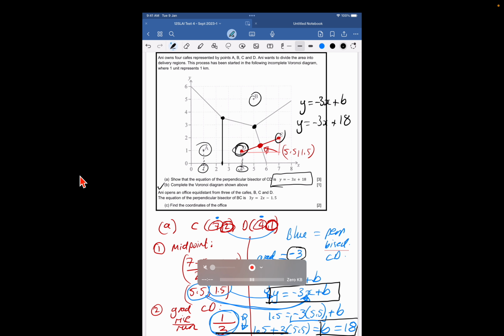So this line has an equation of 3y equals 2x minus 1.5. Brilliant. But then we've also got, of course, the equation of the perpendicular bisector, which we've just shown. And this line is indeed this equation. So we basically want to find where those two lines intersect each other. Now you can do fancy algebra, but these are both linear equations, they're straight lines. So we can go straight to our calculator again.